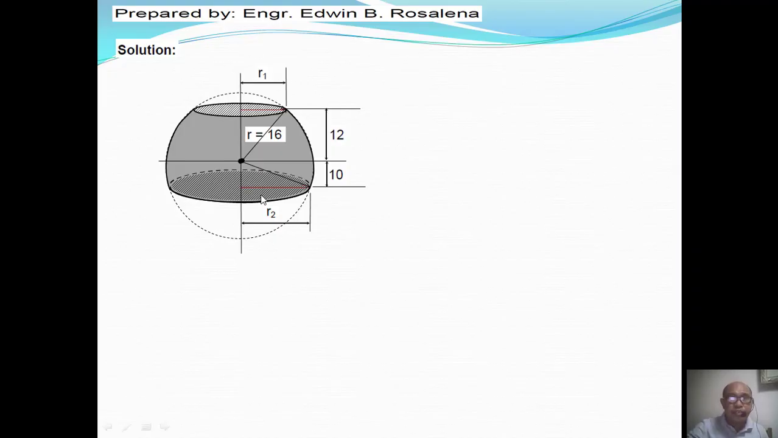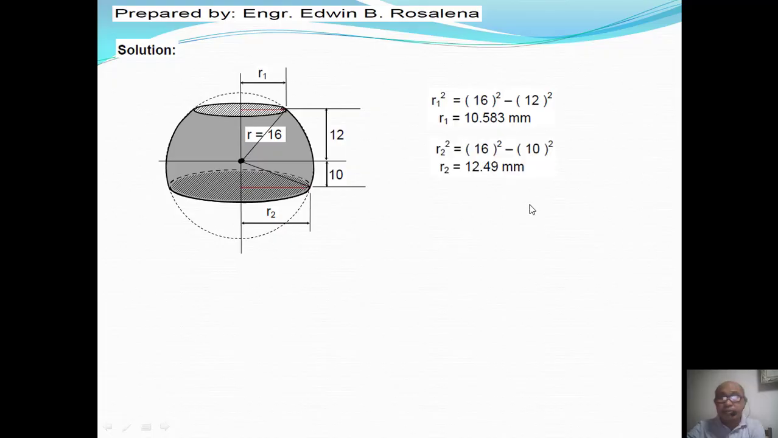So have you noticed that we can solve for R1 using this triangle? So this is 12, this is unknown R1, the radius here is 16. So from the triangle, R1 squared equals 16 squared minus 12 squared. So R1 is 10.583. Also, we can solve for R2. In the same way, this is 10, this is R2 unknown, this is also 16. So, by Pythagorean, R2 squared is equal to 16 squared minus 10 squared. And R2 is 12.49.